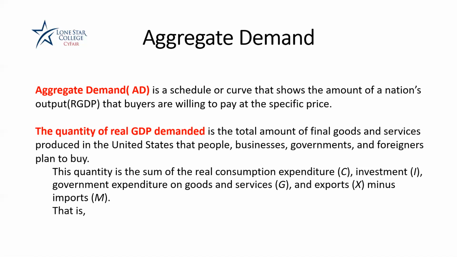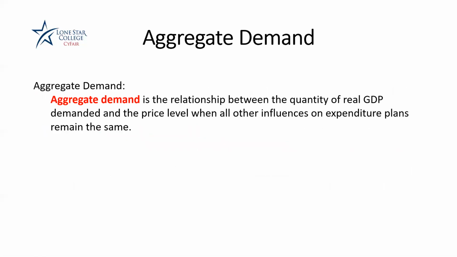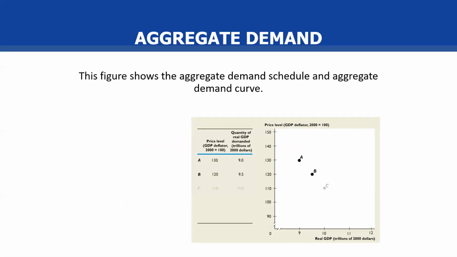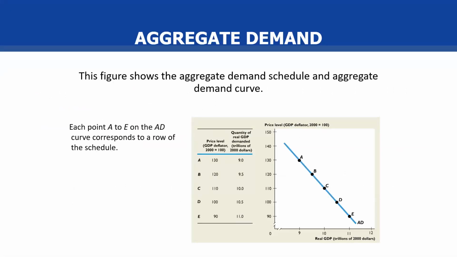And again, we have a downward slope aggregate demand because of the inverse relationship between price and quantity demanded, quantity of real GDP demanded. So that explains, we called it law of demand, if you remember in chapter 3. And this inverse relationship between price and quantity of real GDP demanded explains the downward slope shape for our aggregate demand. So we have kind of the typical shape for our aggregate demand here.